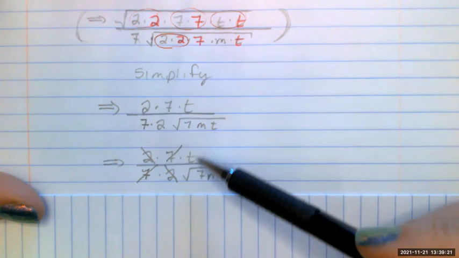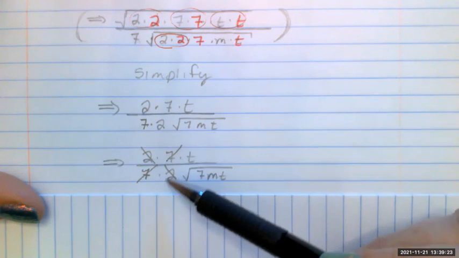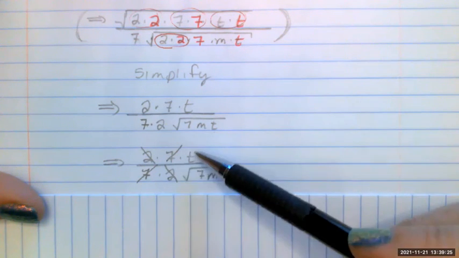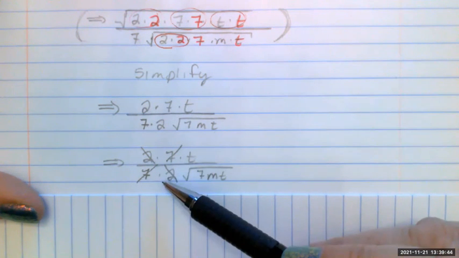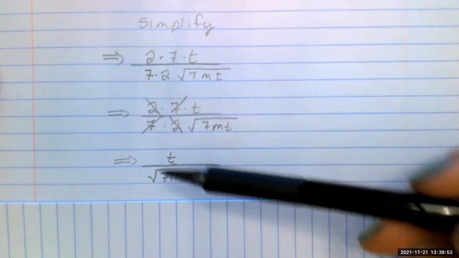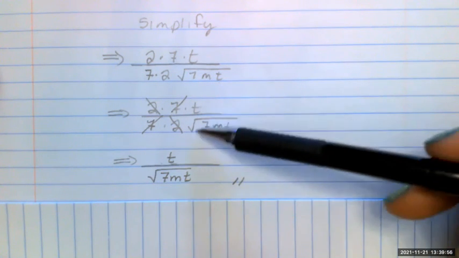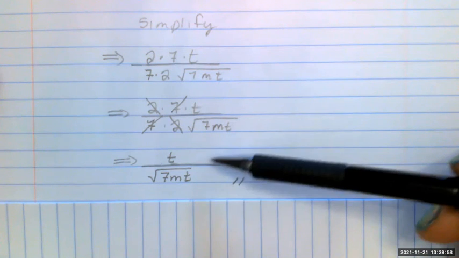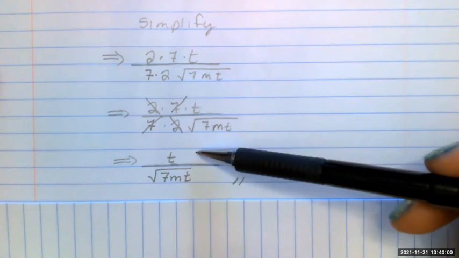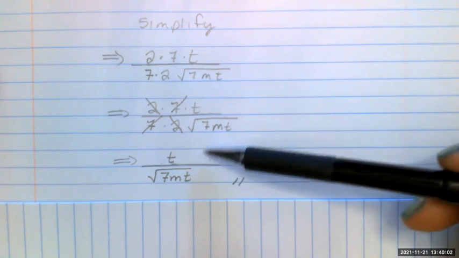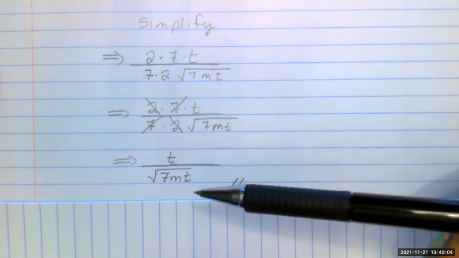Same thing with variables. With this t, there's no other t in the denominator, so this t remains in my numerator. Let's see the final answer. The t remains in the numerator. The square root of 7mt stays in my denominator. Again, we rationalized our numerator. The radical went away. We just end up with a radical in our denominator. That's fine.